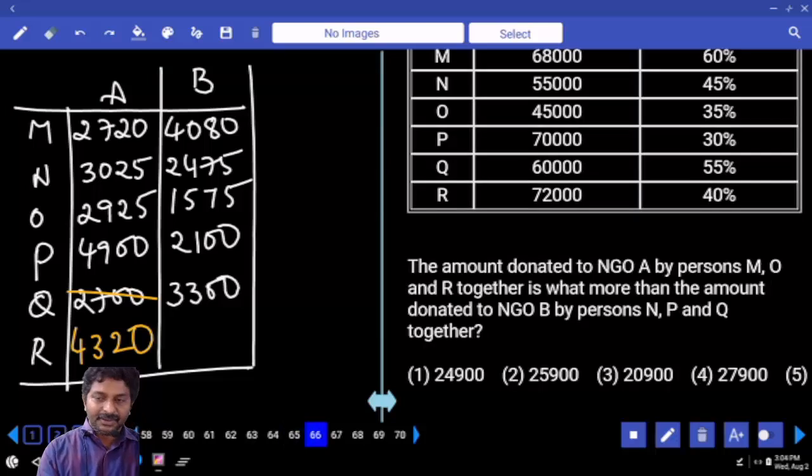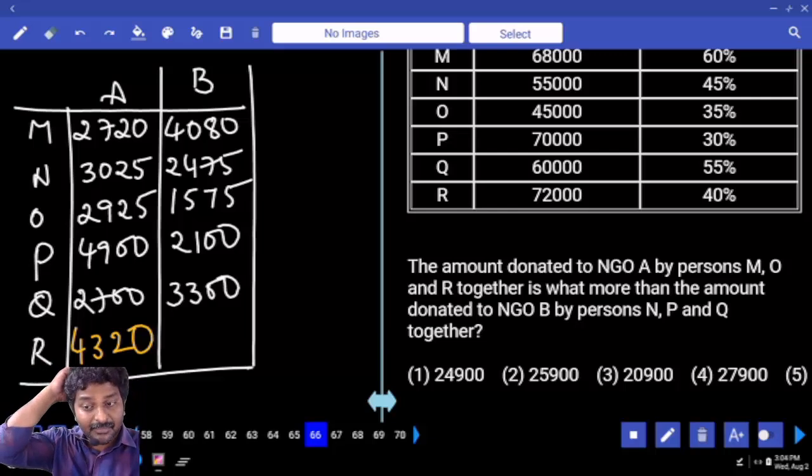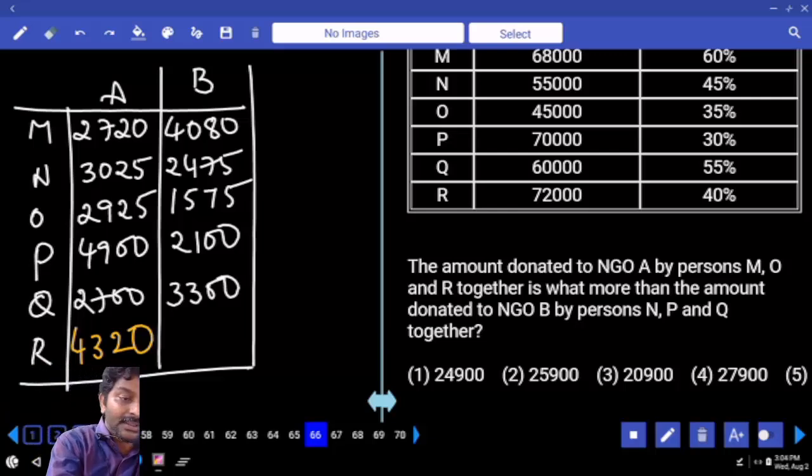Right. The amount donated to NGO A by persons MOR together is what percent more than amount donated to NGO B by NPQ together. Okay. MOR.